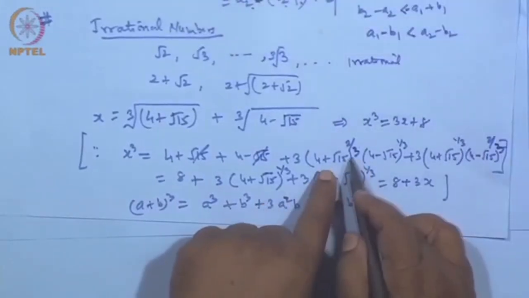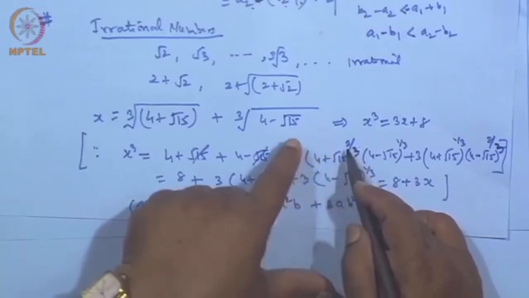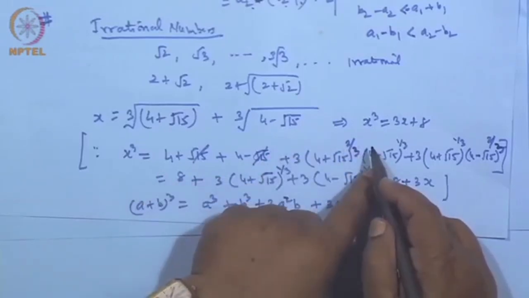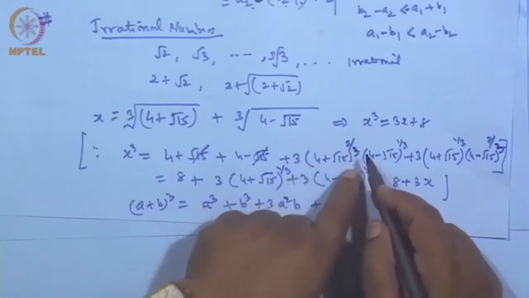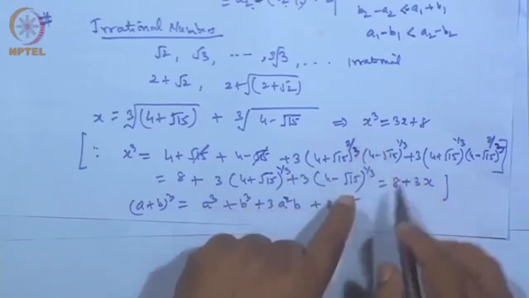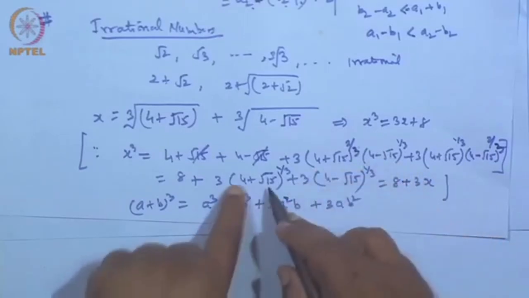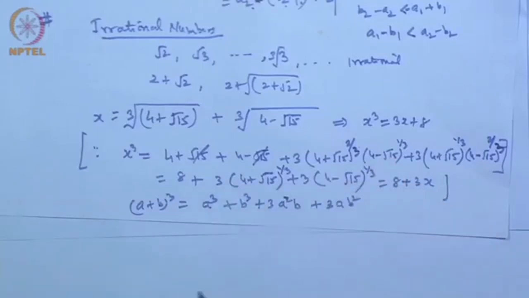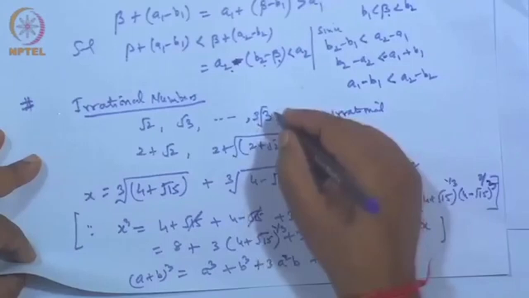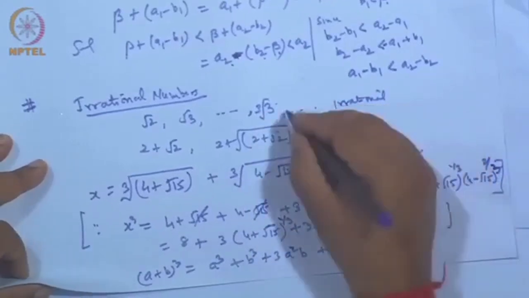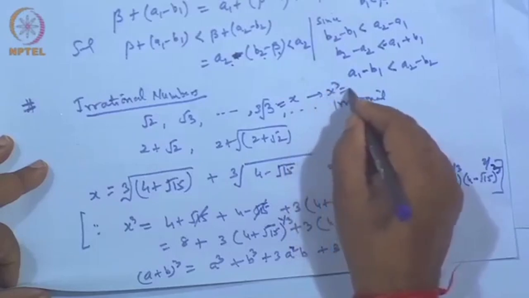What I am doing is 4 plus root 5, power 2 by 3 is there. I can write 1 by 3 into 1 by 3: 4 plus root 5 power 1 by 3 multiplied by 4 plus root 5 power 1 by 3. And then 1 by 3 combined with 4 minus, so that becomes 1. So only this term is there. Similarly, this. Okay, so that is one. Similarly, if we take this number, say x, one can easily write x cube equal to 3.